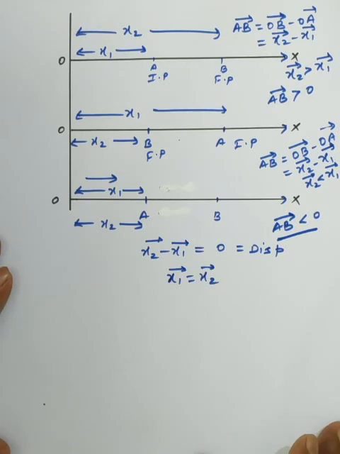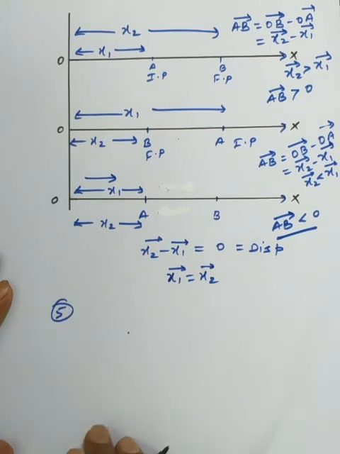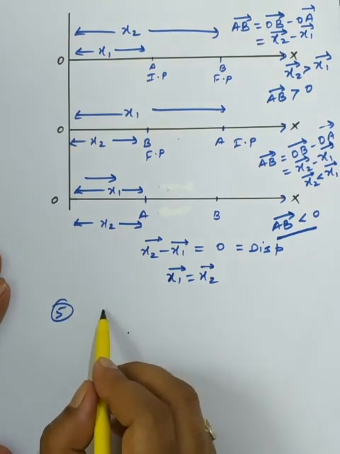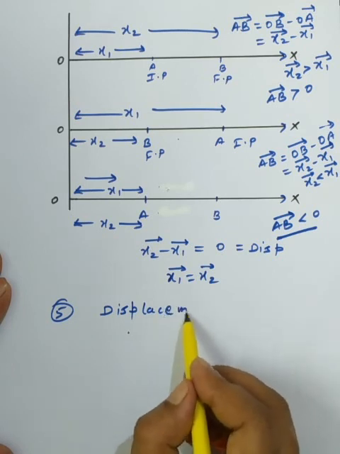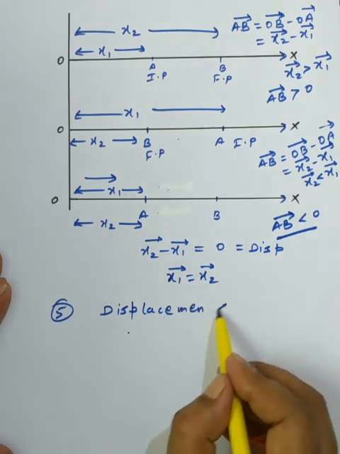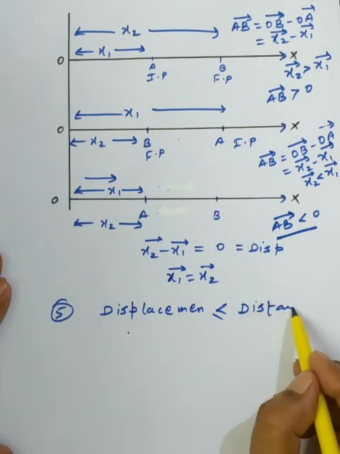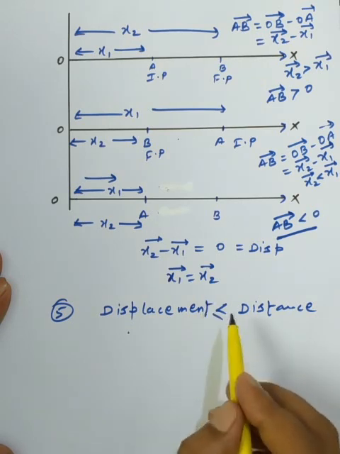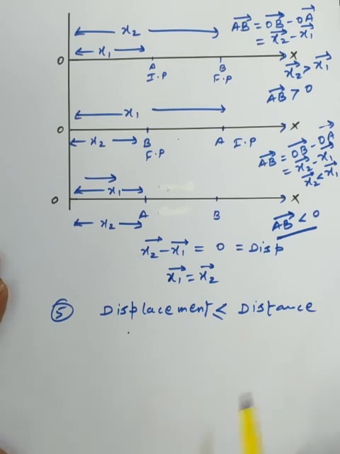Now we have to discuss another point. Point number five, the analogous study of displacement: the magnitude of the displacement can be equal to the distance, but it is always less than or equal to the distance. So these are some general properties of distance and displacement.